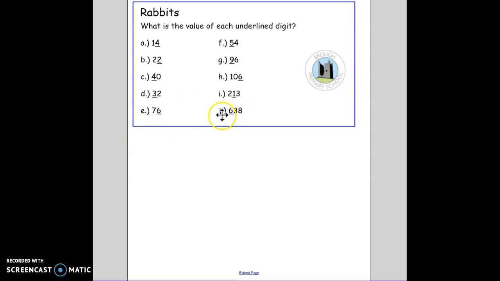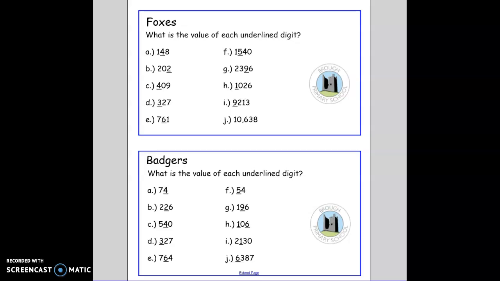This is the first one we did in September, and the ones that I'm going to get you to do will be more tricky than these. That was a rabbit's question, and the foxes and the badgers. Same animals again, different questions this time. We're not going to do these.